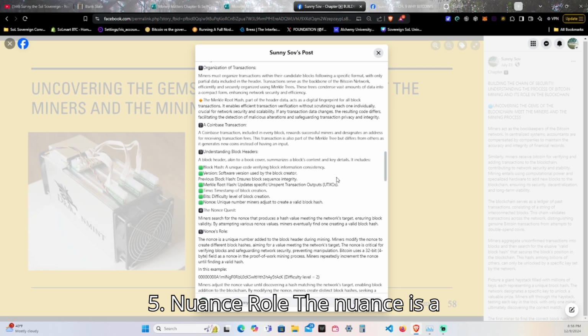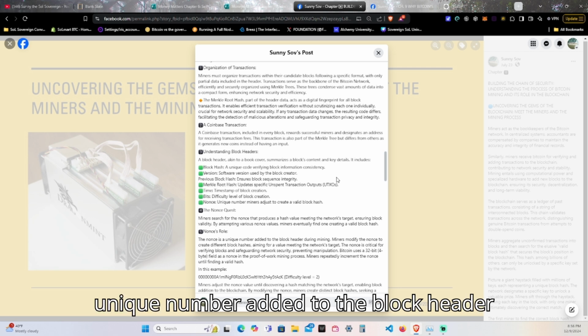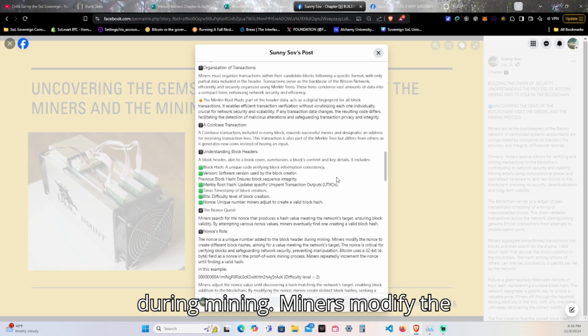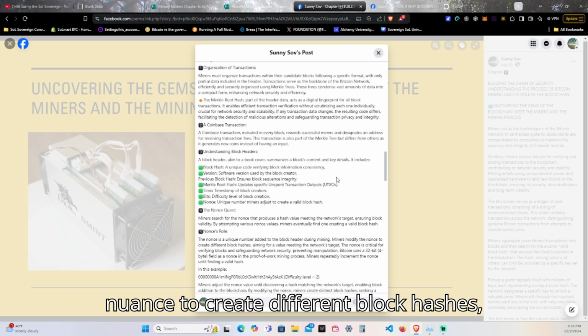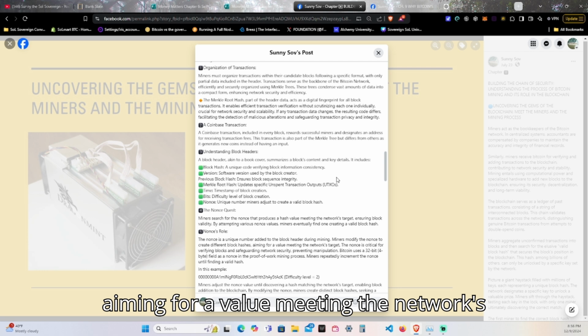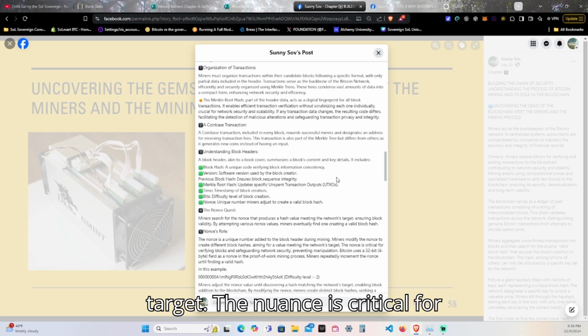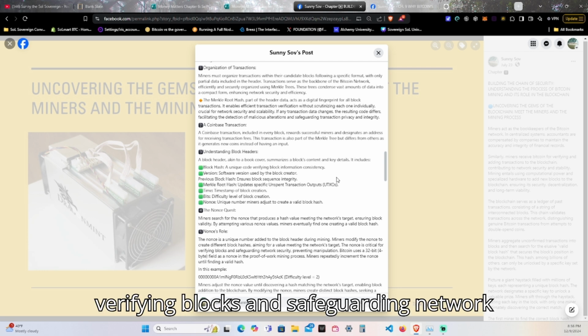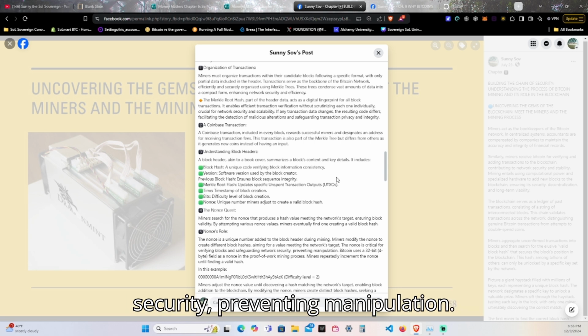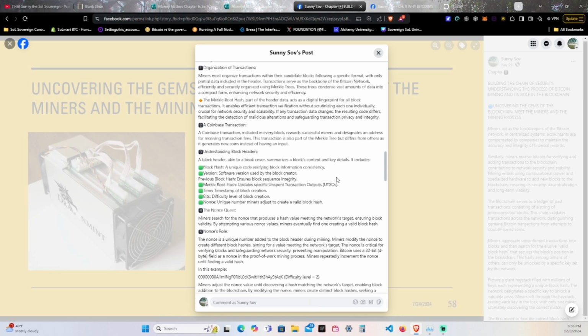Number 5. Nonce role. The nonce is a unique number added to the block header during mining. Miners modify the nonce to create different block hashes, aiming for a value meeting the network's target. The nonce is critical for verifying blocks and safeguarding network security, preventing manipulation.